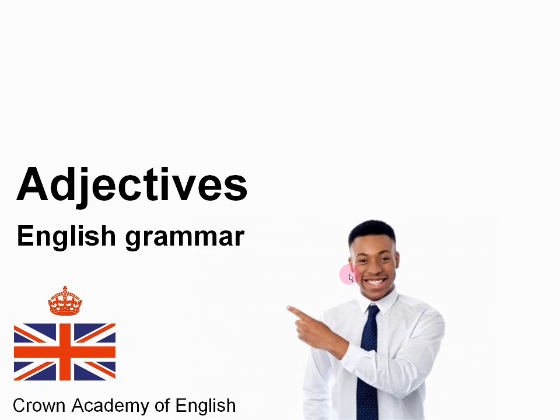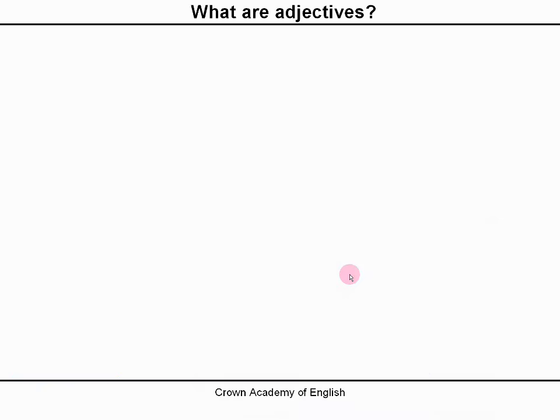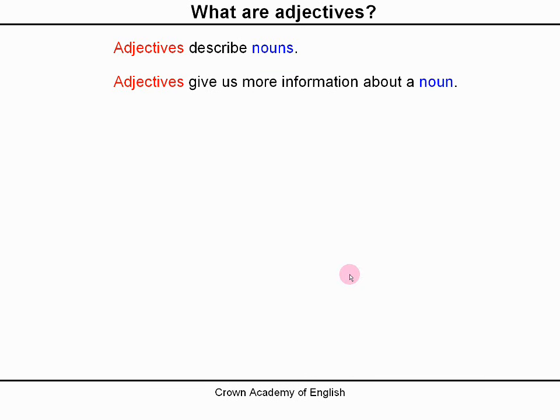Today we are doing an English grammar lesson about adjectives. What are adjectives? Well, adjectives describe nouns. Therefore, adjectives give us more information about a noun.